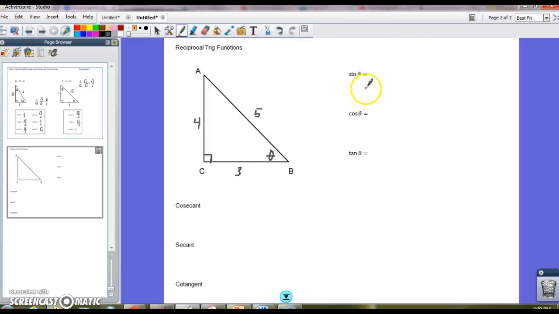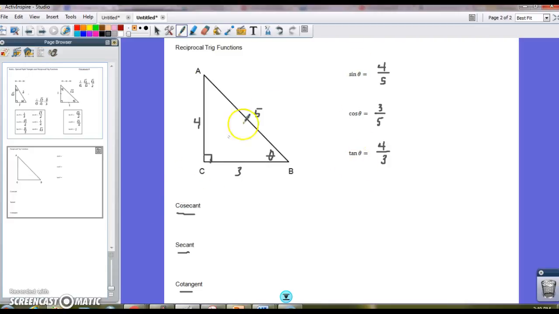So sine of theta, that's opposite over hypotenuse, cosine is adjacent over hypotenuse, and tangent is opposite over adjacent. Okay, so those are my regular trig ratios. We also have 3 other trig ratios, the cosecant, the secant, and the cotangent. These are reciprocal trig functions because they reciprocate the ones that we know, the sine, the cosine, and tangent.